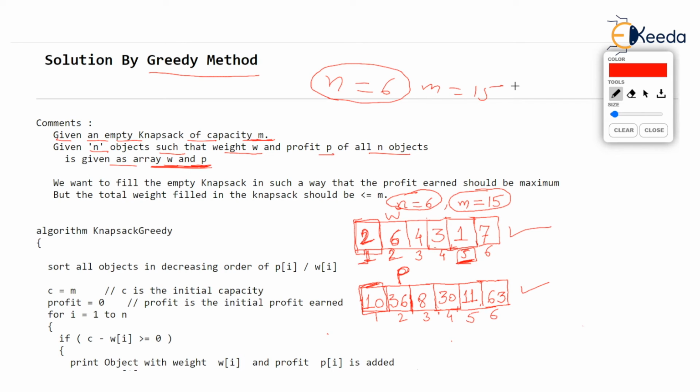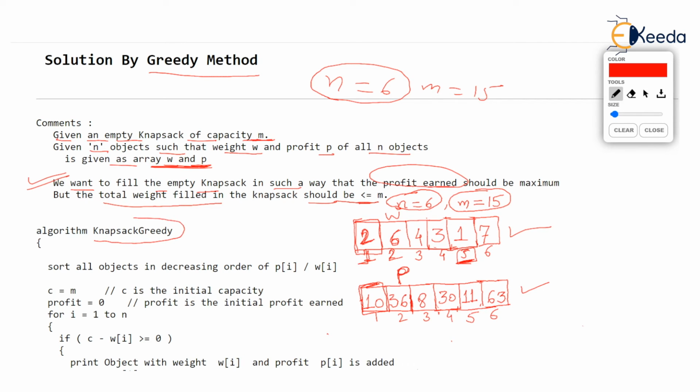Now coming to our aim, we want to fill the empty knapsack in such a way that the profit earned is maximum, but the total weight filled in the knapsack is less than or equal to m. Such a problem is called an optimization problem, and typically greedy methods are used for solving optimization problems. Optimization problems deal with maximizing or minimizing something. Let's talk about this later, but let's see the algorithm for knapsack greedy.